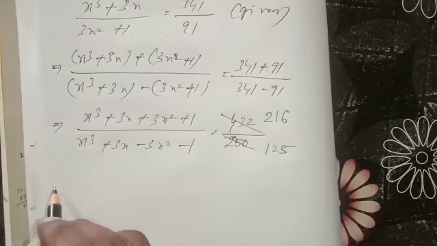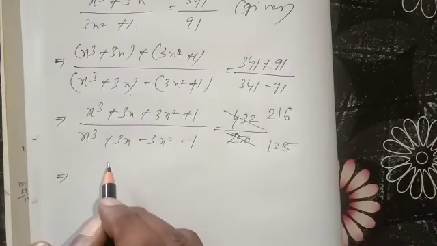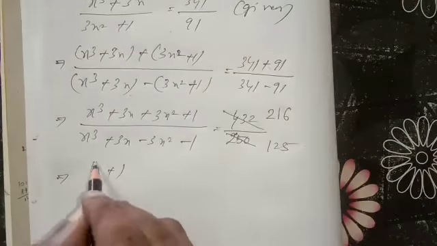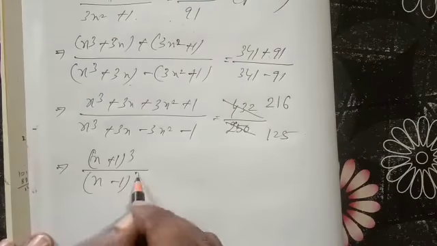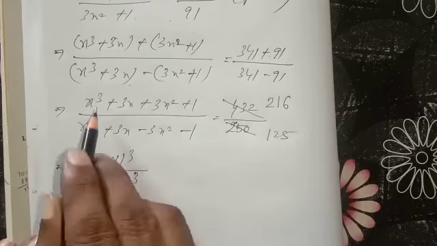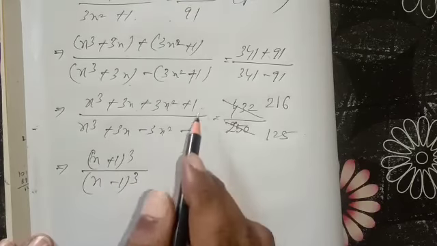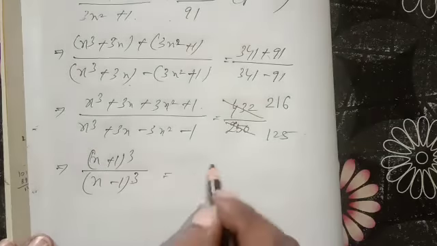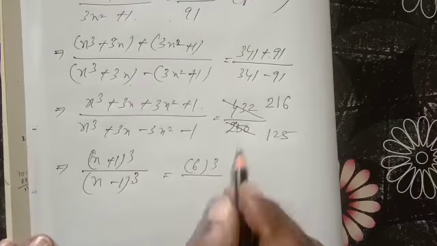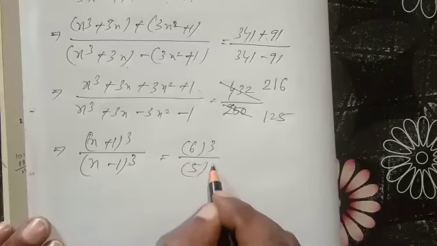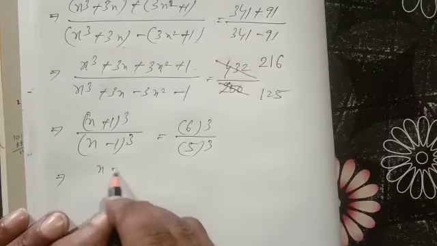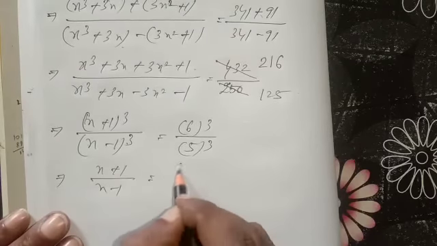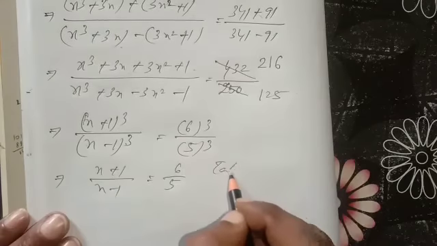Okay. Now you see, this is nothing but x plus 1 whole cube, and this also x minus 1 whole cube. If you apply the cube formula, it is like this: x plus 1 whole cube means x cube plus 3x plus 3x square plus 1, and x minus 1 whole cube this one. And it is nothing but 6 whole cube, which is 216, and this is 5 whole cube. Taking cube root both sides, this will be x plus 1 by x minus 1, this is 6 by 5.